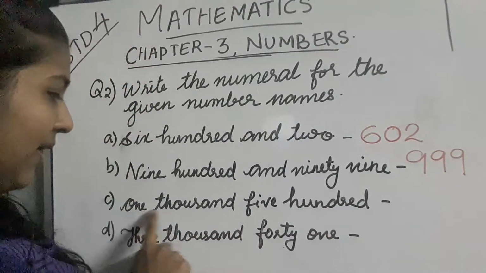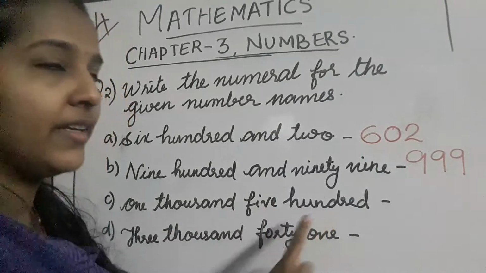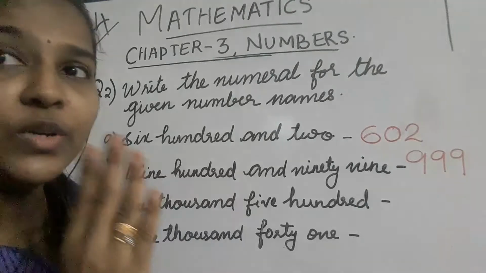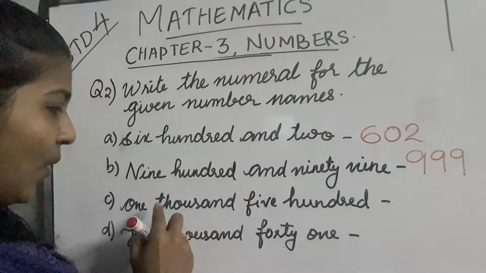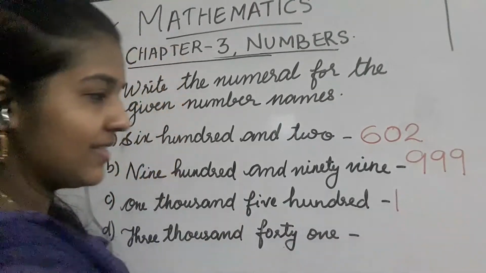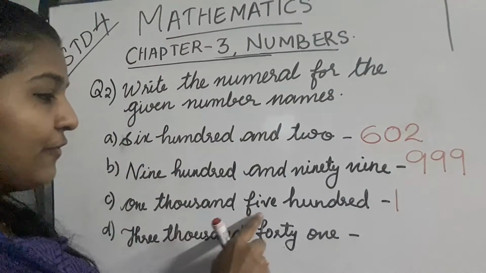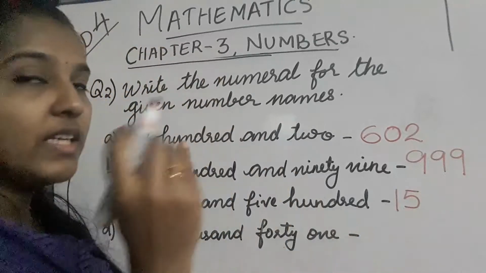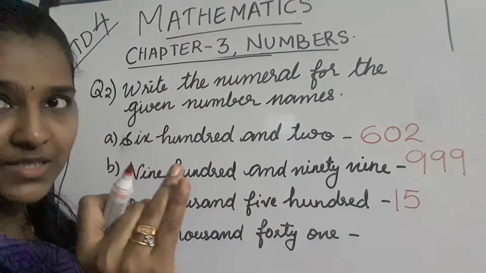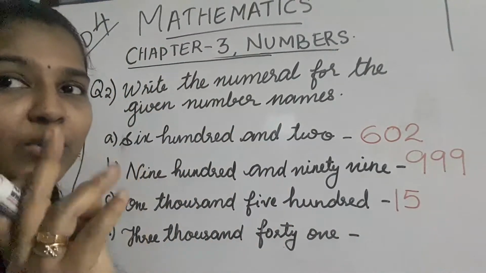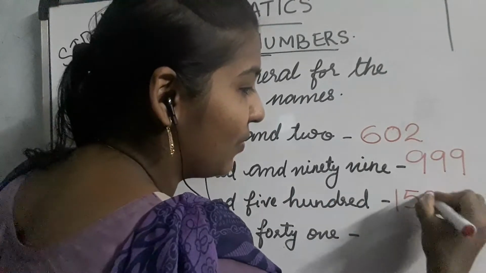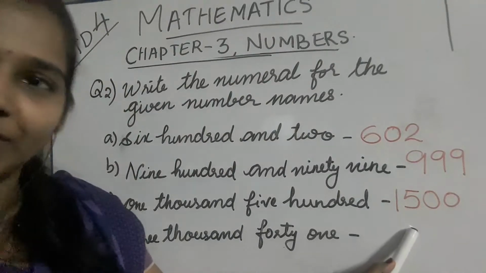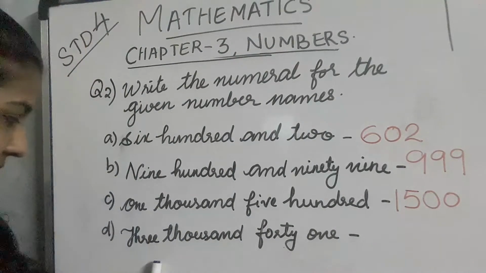1500. It is starting from 1000, isn't it? So it's a 4-digit number. So how to write? 1000. So thousands place digit we got, that's 1. And 500. So hundreds place digit is 5. And the tens place digit and ones place digit both are not given. That means both are 0. Okay. So 1500. We can write that number like this. Got it?